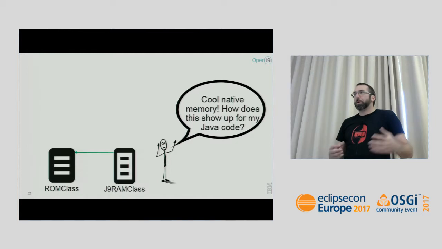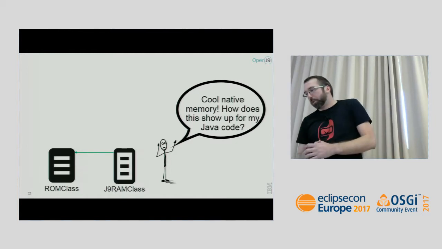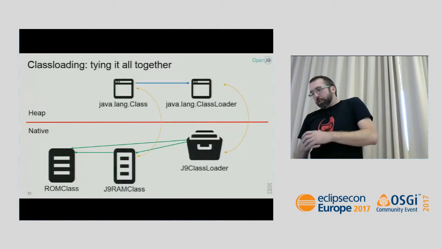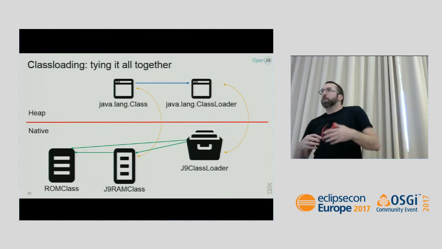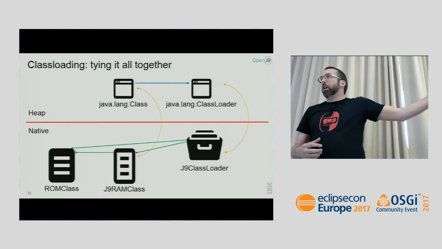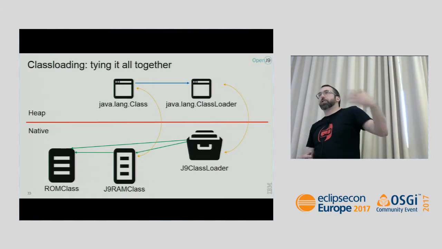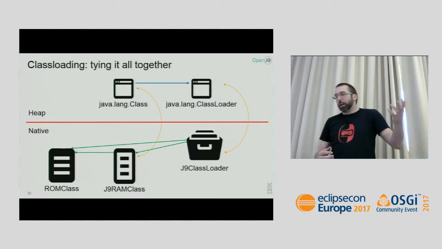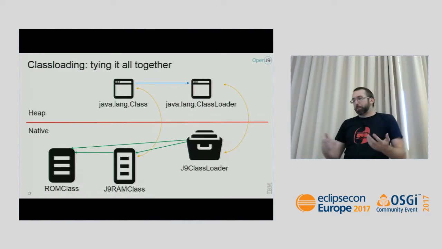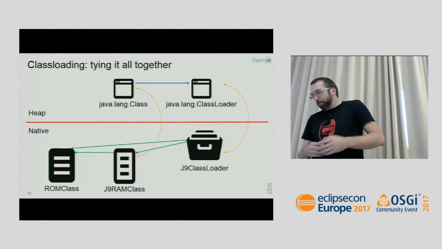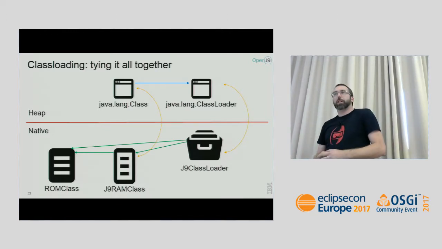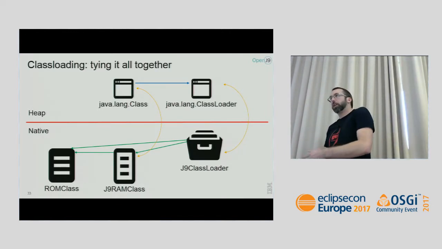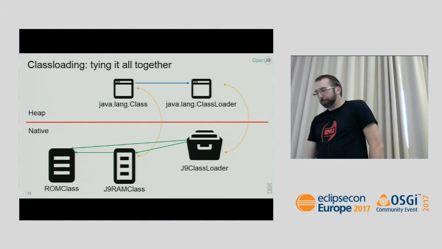So how does this actually end up looking for my Java code? Because I'm trying to give everyone a good overview of how everything works in our VM. So we have across the bottom our ROM and RAM classes. Those are all actually still represented on heap as a java.lang.Class, as a java.lang.ClassLoader. These all have the appropriate pointers back and forth so we can find them. But I just wanted to quickly show there is all of the actual Java side of the world here as well for these things, and not just all under the covers native memory for everybody.